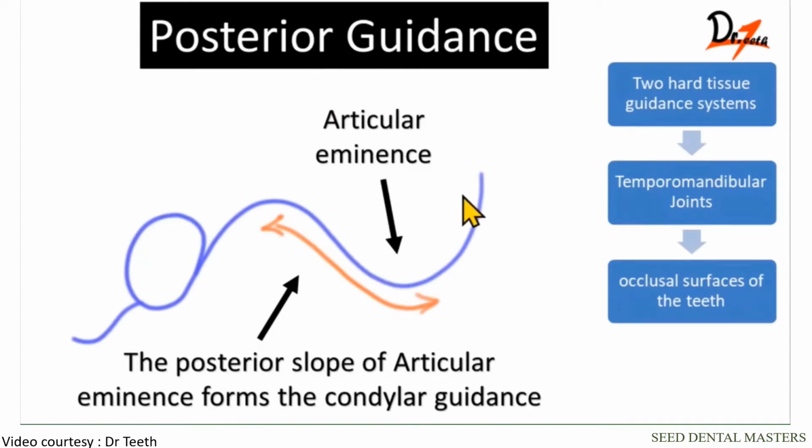So this is the articular eminence. Now as we can see, this articular eminence is not a straight line. It is an S-shaped curve. So the condyle, when it travels during protrusive and lateral movements, it travels along the slopes of the articular eminence, and that is known as condylar guidance.